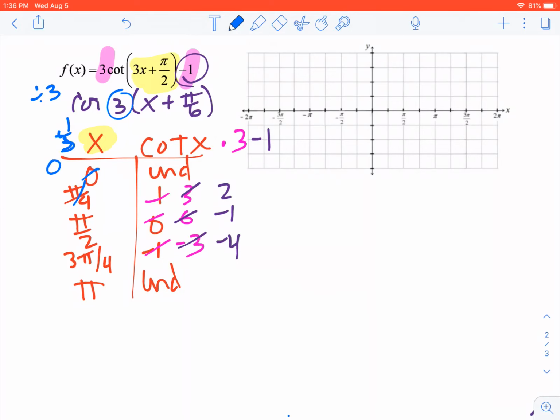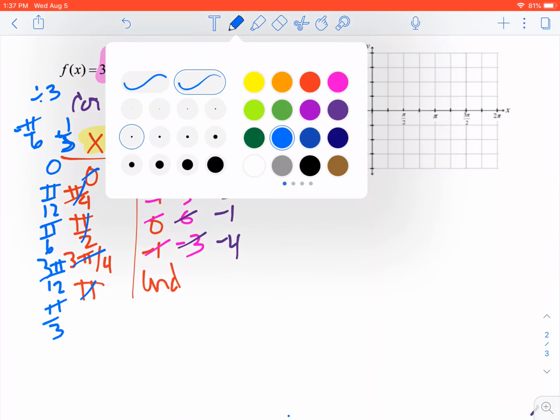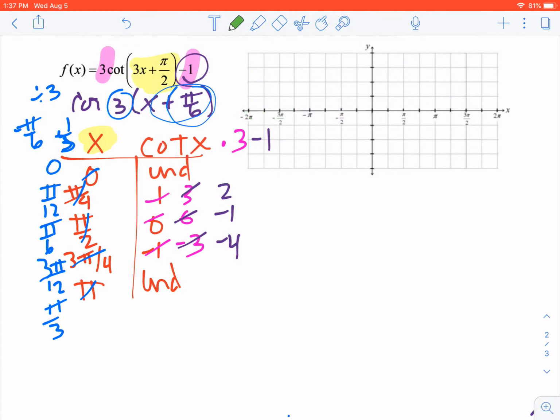So that makes this 0. That makes this pi over 12. So notice that this is just going to be ugly. Pi over 6, 3 pi over 12. And that's going to reduce to pi over 4, and we have pi over 3. Now, I'm going to have to subtract pi over 6 from each of those values. So again, this is the time suck. This is the part that isn't fun.